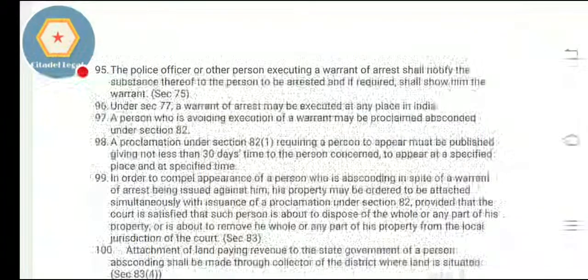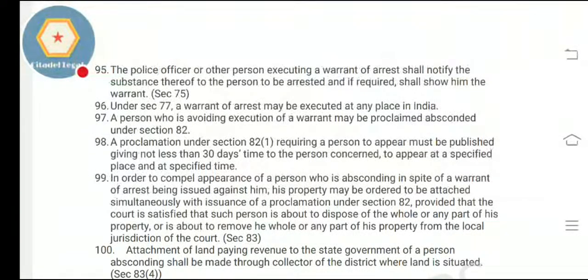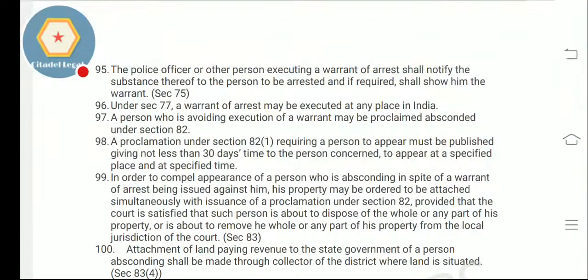Okay. Now section 82, a person who is avoiding execution of a warrant may be proclaimed absconded under section 82. So if the execution of the warrant is not possible, and the court is satisfied that the person is avoiding the execution of the warrant, then the court can declare that person an absconder, or proclaimed offender, or proclaimed absconder. So this is a very important provision starting from section 82.